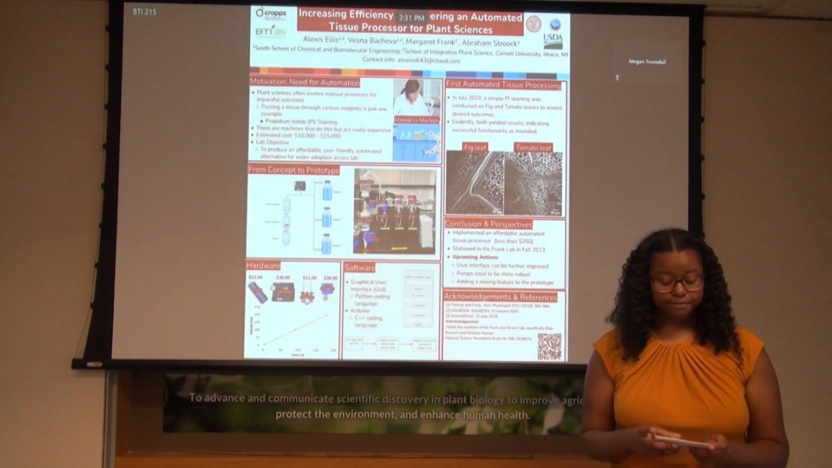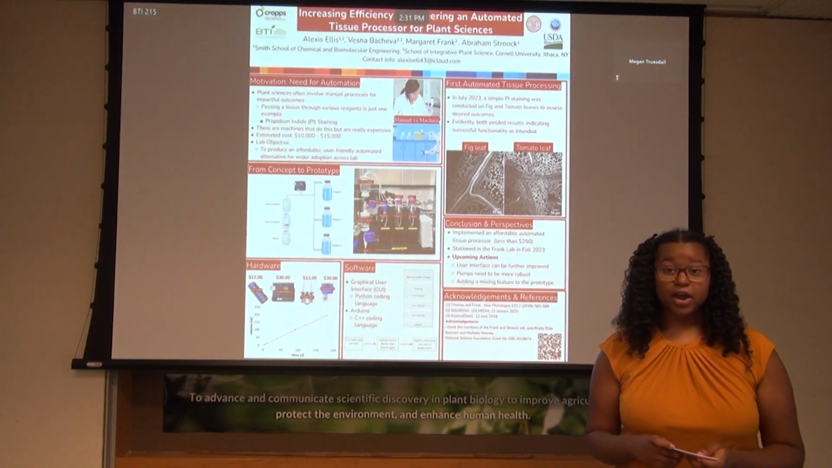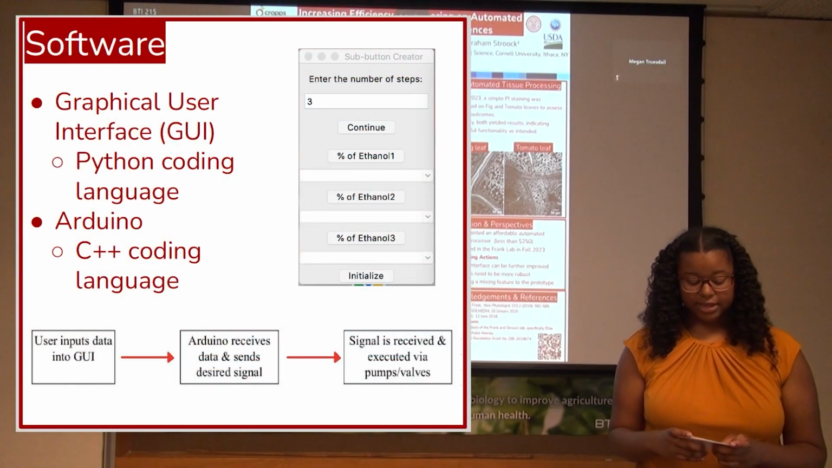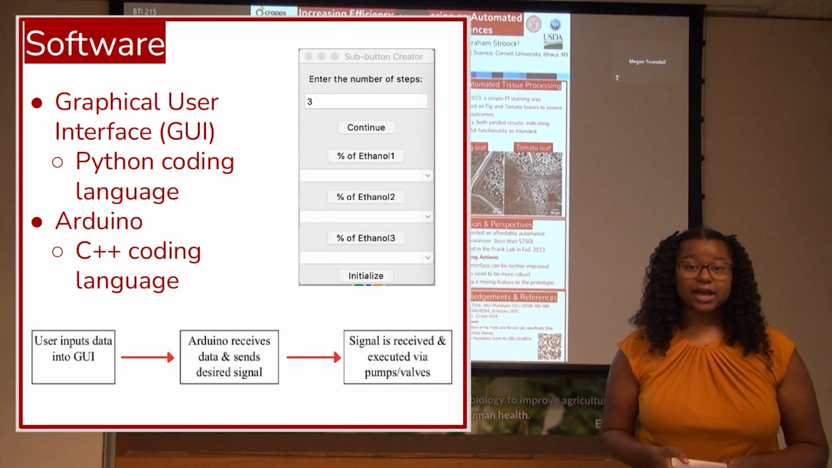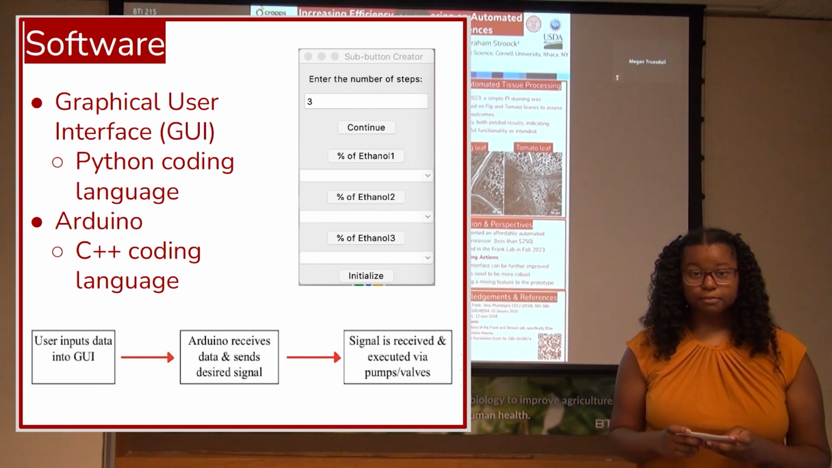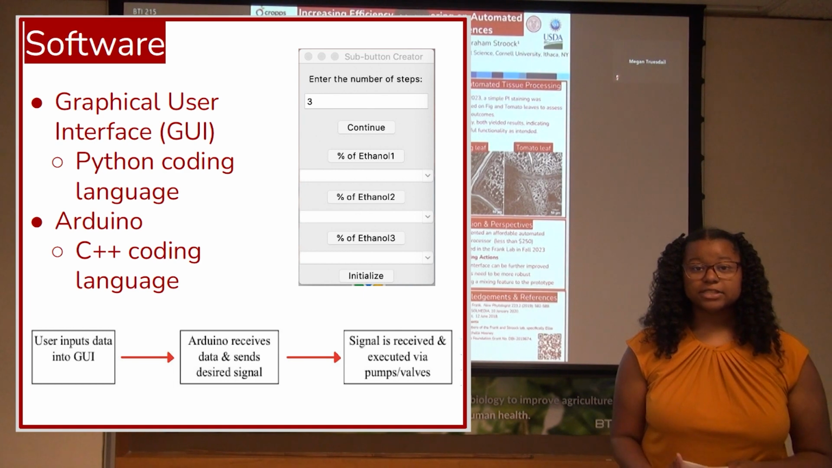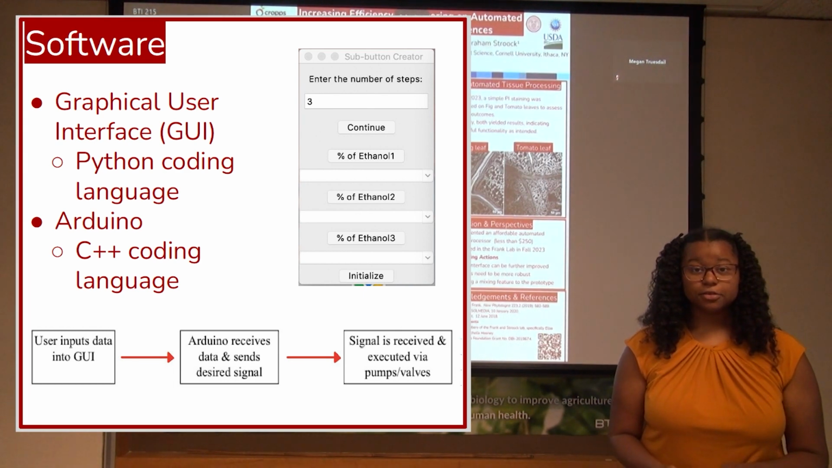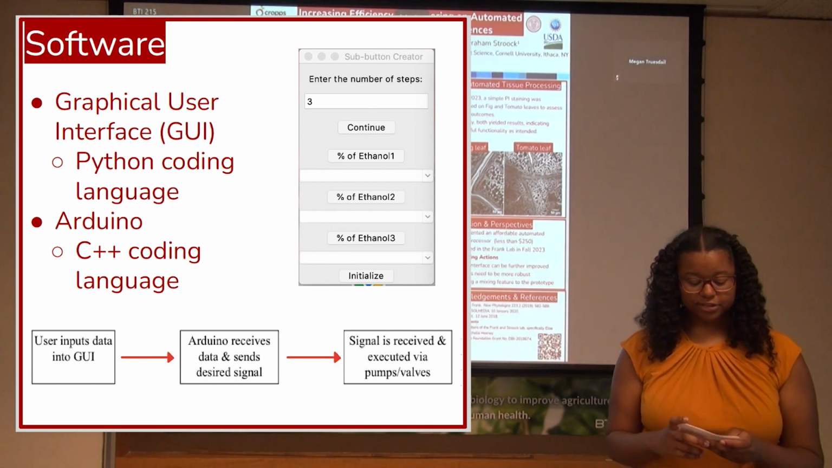Moving on to software. To conduct my software, I utilized a graphical user interface. Now, this interface was comprised mainly of Python coding. Whenever a scientist would be ready to conduct a PI staining, you simply press play and then a pop-up window displays.